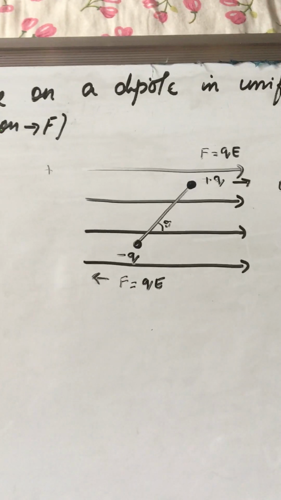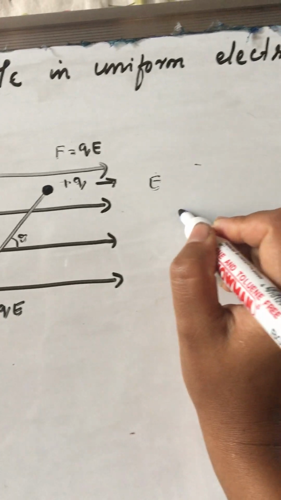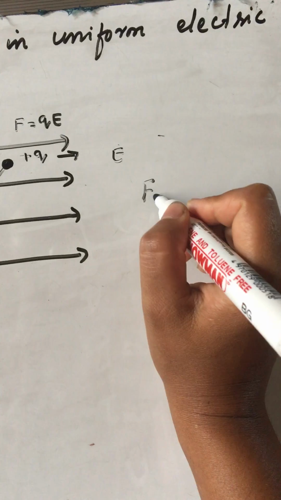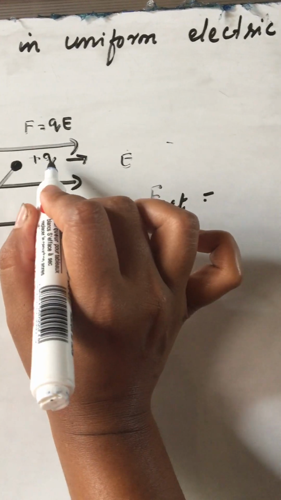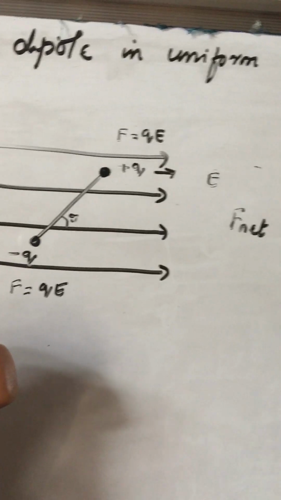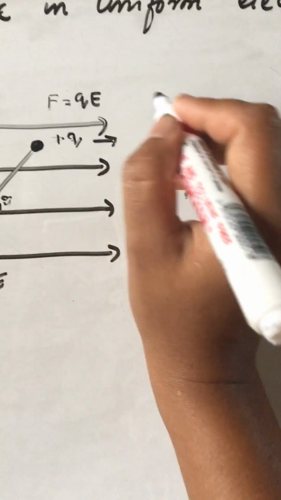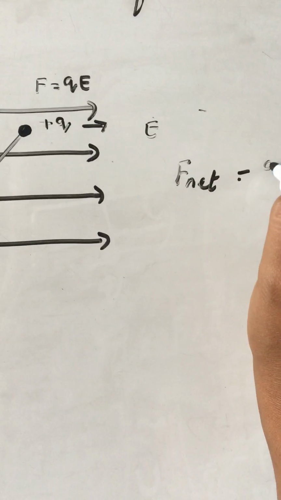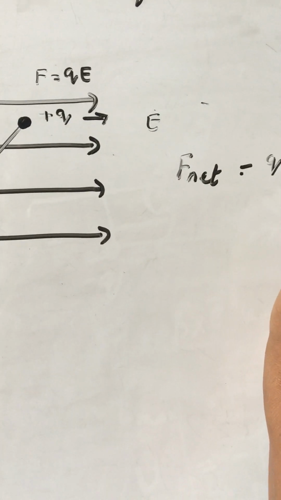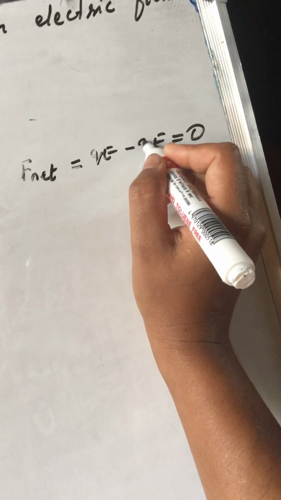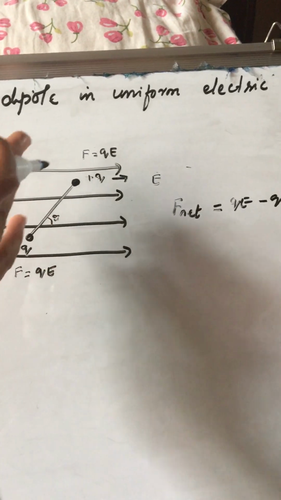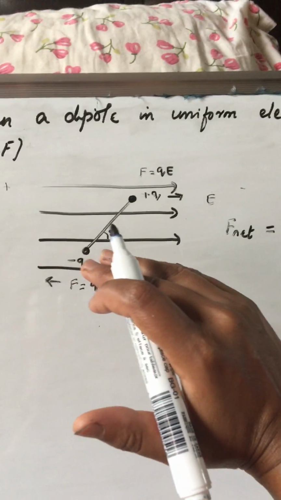Now what is the net force? Can anyone say on the dipole what is the F net? One force is acting across here, another force is acting across here, right? So if I take this direction as positive, this is qE, and another is what? It will be minus qE. So what is the net force? The net force will be 0, right or not? Because one force is acting across the positive and another force is acting across the negative.